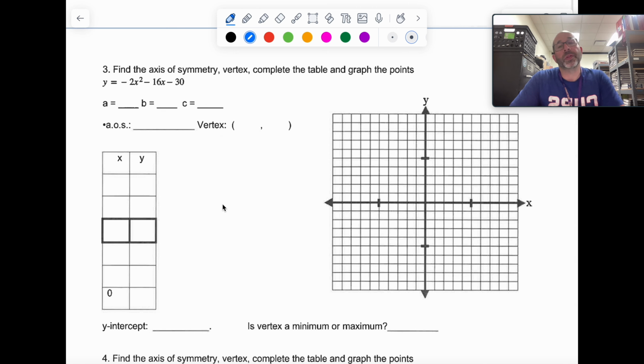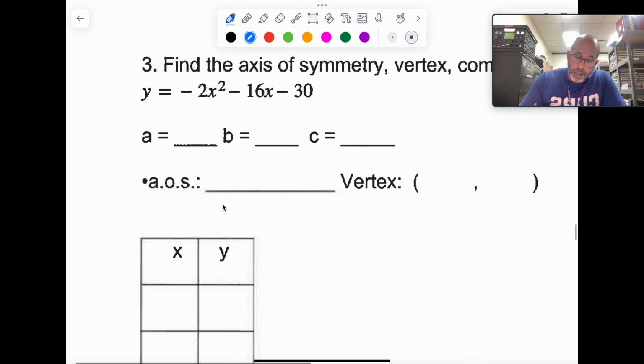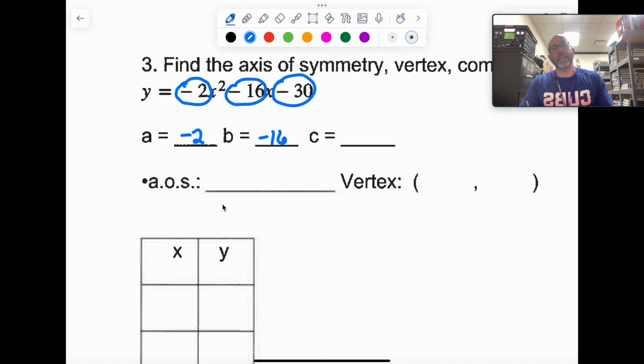If you take a look at number 3 here, what we're looking at is the A, B, and C value. Again, we pulled that information directly from it. My A value in here is a -2. My B value is a -16. And my C value is a -30, okay?